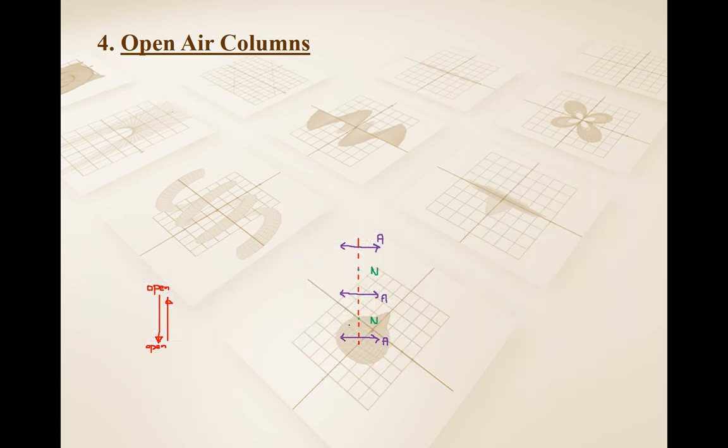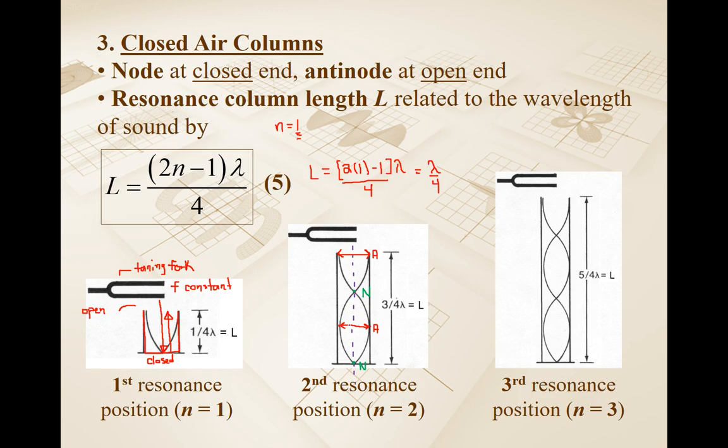By the way, just going back to this one for a second, I think this is how an organ is set up. I believe the air columns in the organ are cut to certain lengths to produce only the sounds at the resonance positions.